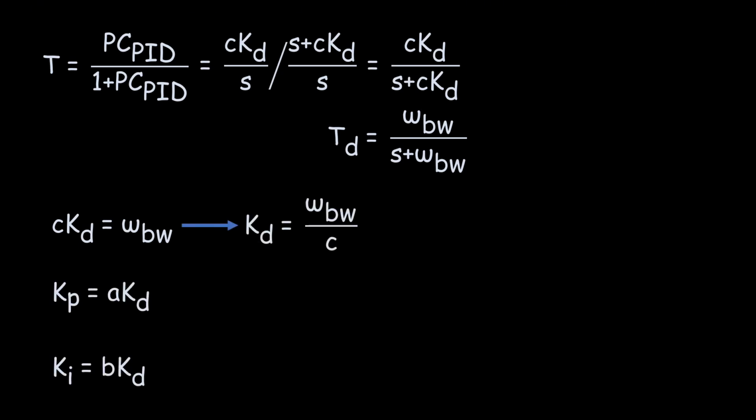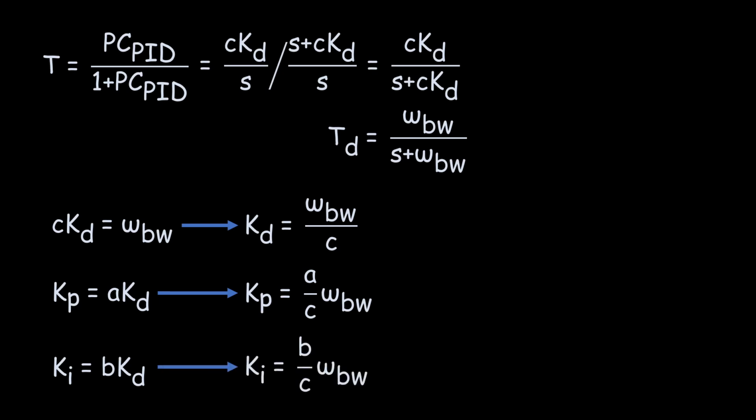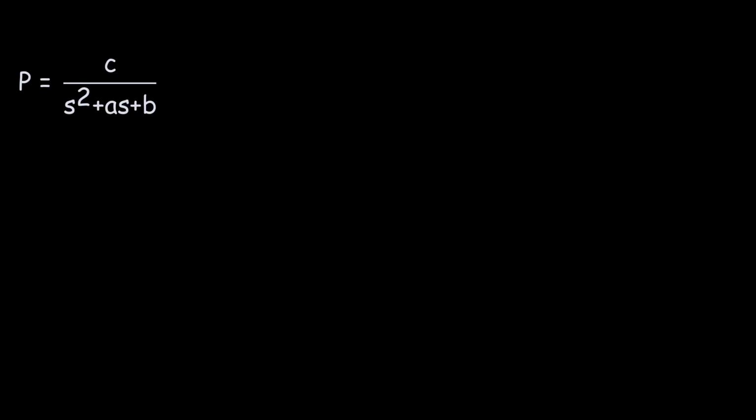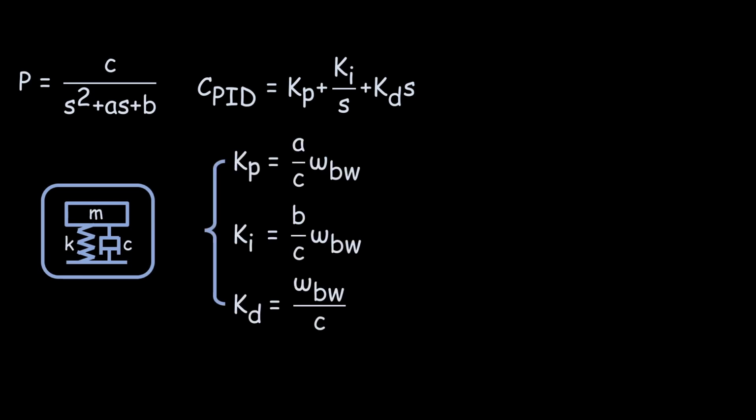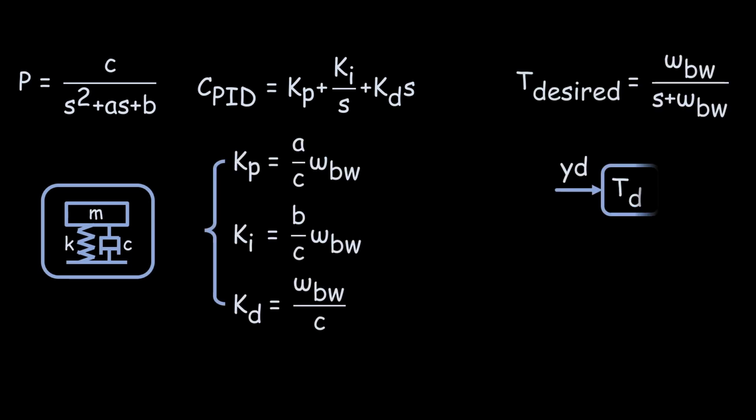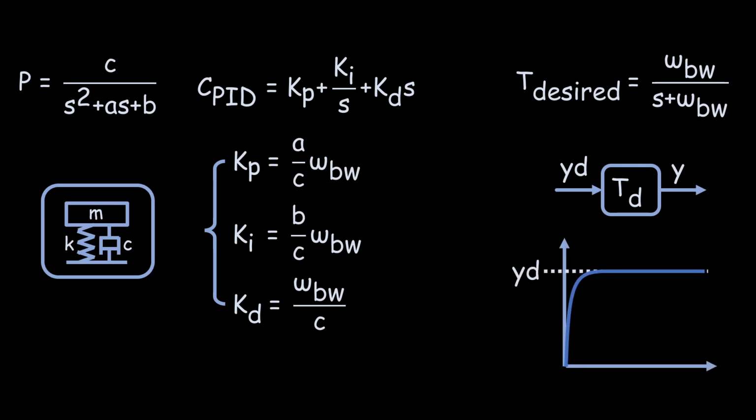By combining this with the two previous equations, we can solve for Kp equals A over C times omega bandwidth and Ki equals B over C times omega bandwidth. If the system is a second-order system, you can use a PID controller to control it, where Kp, Ki and Kd can be obtained using the following three equations. The closed-loop system will become a first-order system with omega bandwidth.